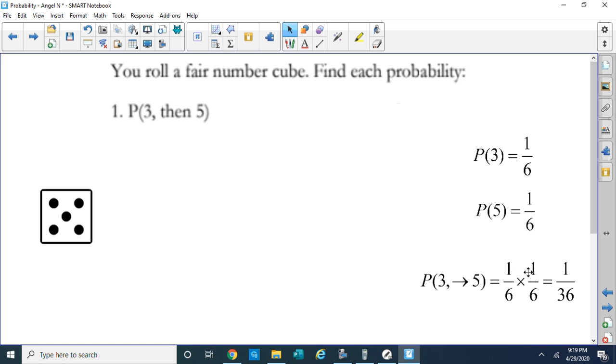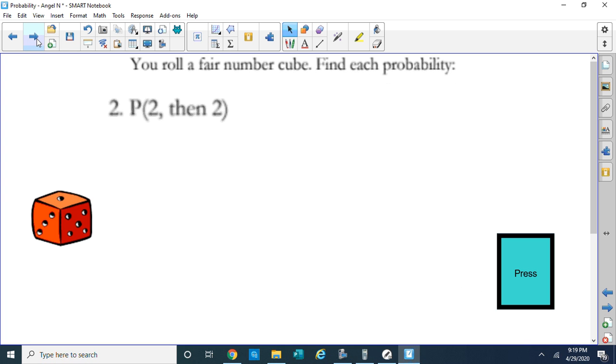So 1/6 times 1/6 is 1/36. And if you forgot how to multiply fractions, remember top numbers multiplied by the top numbers, and bottom numbers multiplied give you the new bottom number. So 1/36 is the probability of getting a 3, then a 5. You'll find out that it's not that easy.